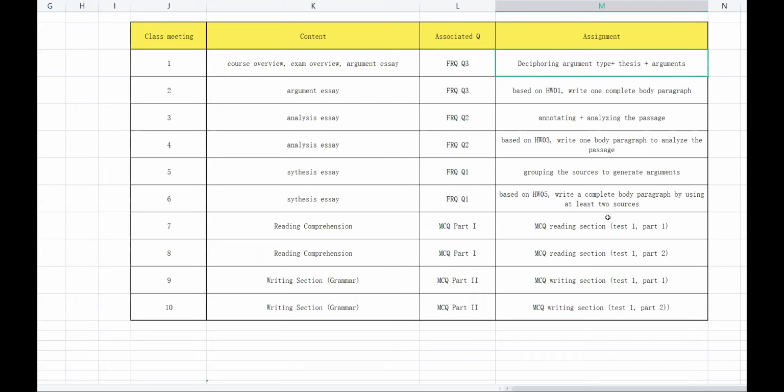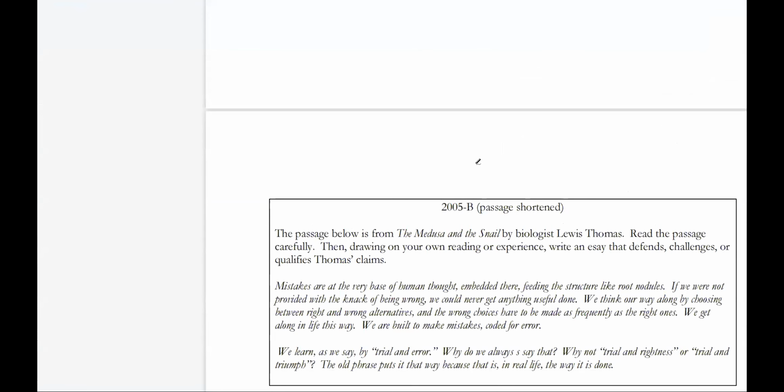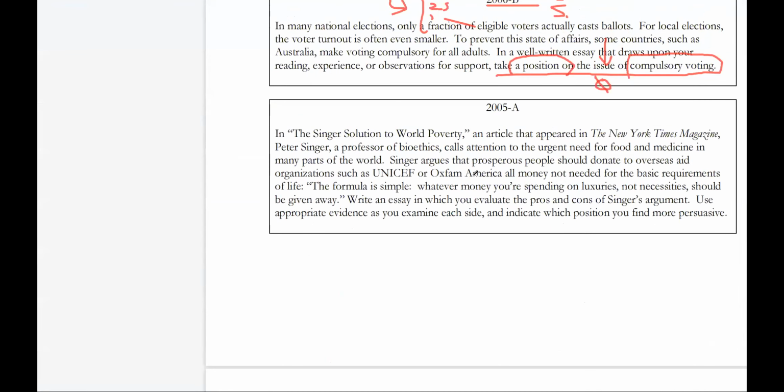Where do we find the homework? I will forward you this document. I will send it to your TA and your TA will forward it to you, because I'm not in your group chat. So I will send it to your TA, and your TA will send it to you.